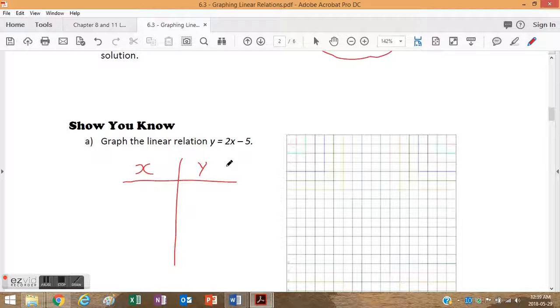Now, is there anything to stop x or y, for that matter, from being negative here? Definitely not. So let's start with, I don't know, -5. So we plug in -5 for x in there. 2 times -5 is -10. Minus 5 is -15.